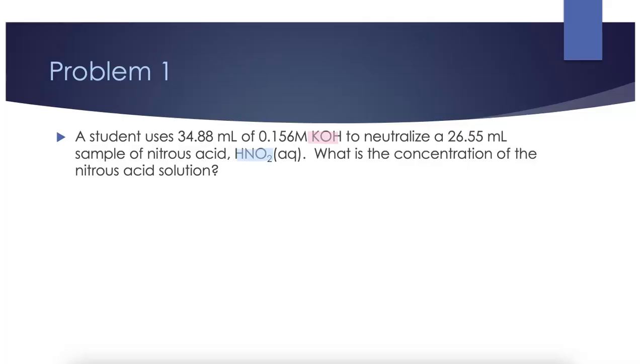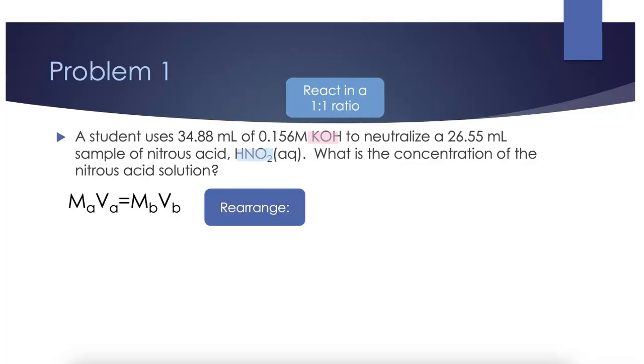So even without writing a balanced equation, I know that these two are going to react in a 1-to-1 ratio. And that means I can use my favorite equation, which, by the way, is not on the formula sheet. So we can say MAVA equals MBVB. What we're solving for is the concentration of the nitrous acid solution, so we can rearrange our equation to solve for the molarity of the acid. I'm a big fan of rearranging before I substitute.